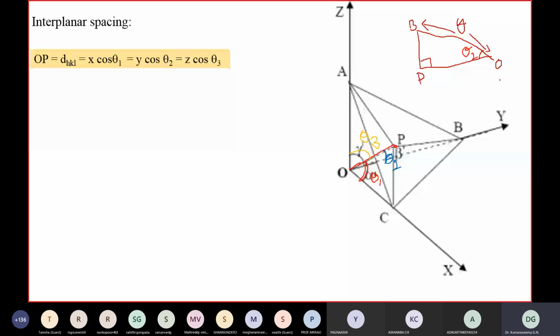So once you understand, you can write down one of the triangles like this, or all the three, it's left to you. Next, OP, which is equal to d_HKL, is equal to X cos theta 1 equal to Y cos theta 2 equal to Z cos theta 3. That means OP can be expressed in terms of X axis and theta 1, Y axis and theta 2, or Z axis and theta 3. Write down this.